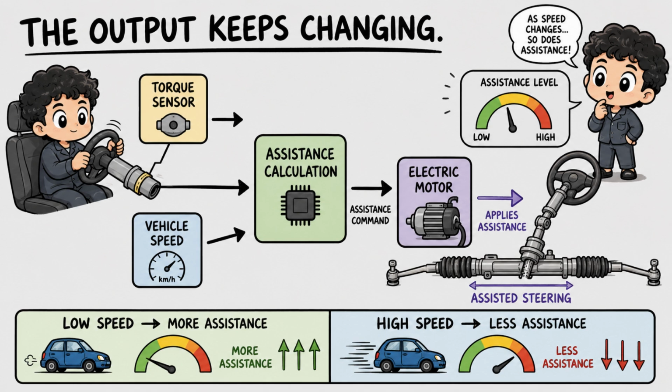Consider electric power steering. A torque sensor measures how strongly the driver turns the steering wheel. Software evaluates that signal together with vehicle speed and other information. It calculates the required steering assistance, and an electric motor provides the physical force. At low speed, more assistance may be useful. At high speed, the control strategy may request less assistance. The software is not merely switching a device on or off. It is continuously calculating an output from changing inputs.